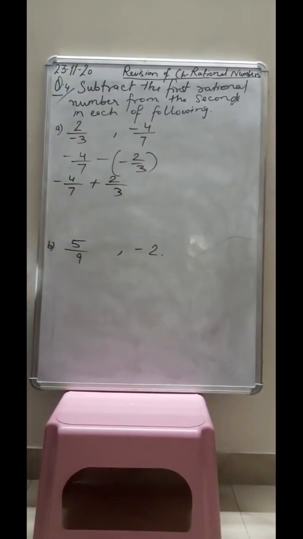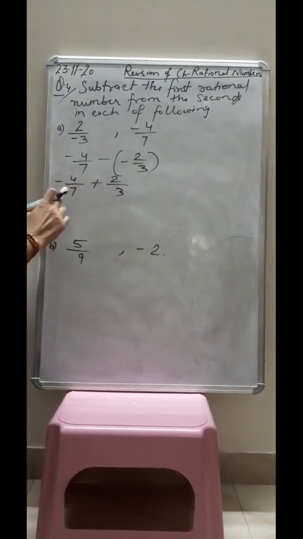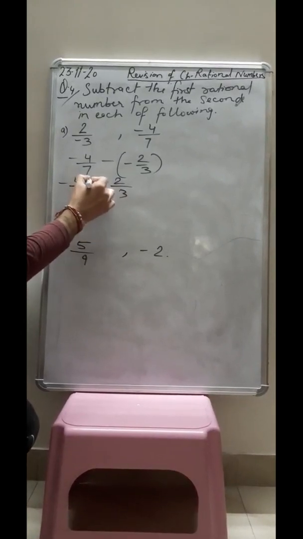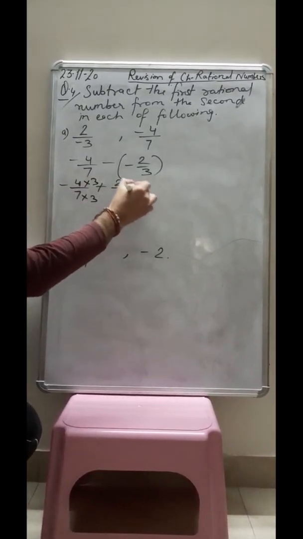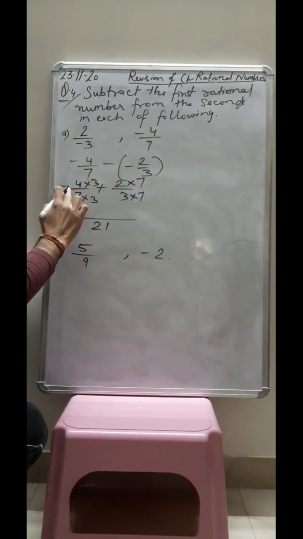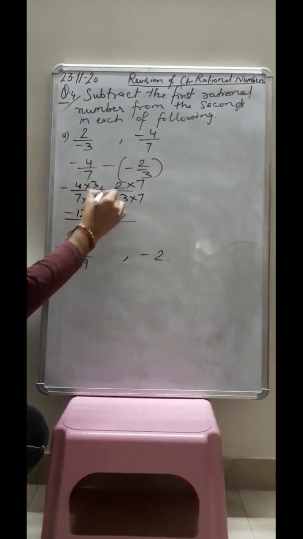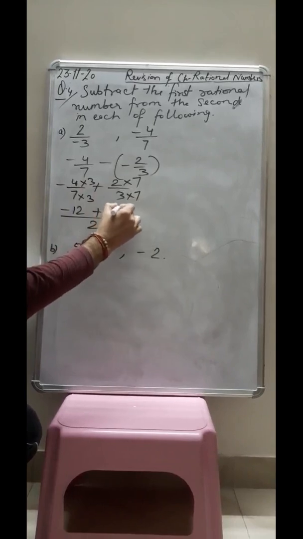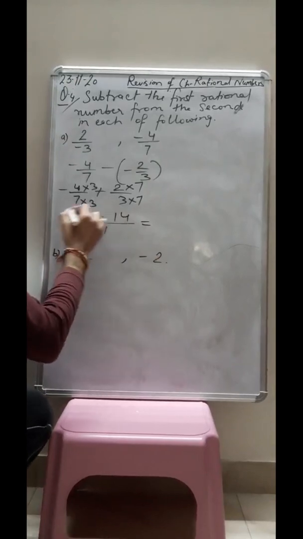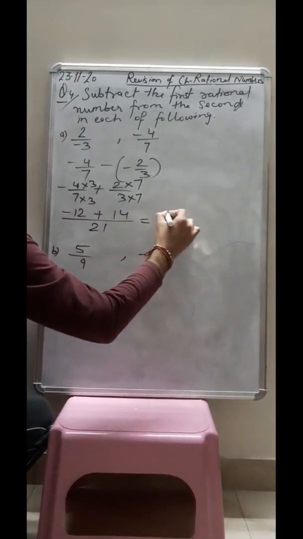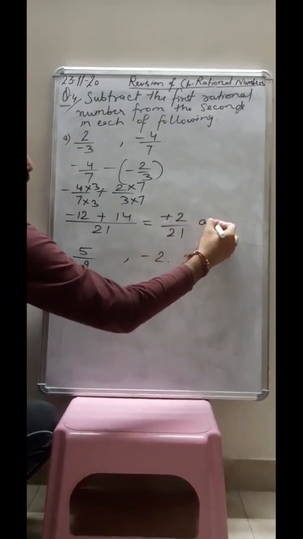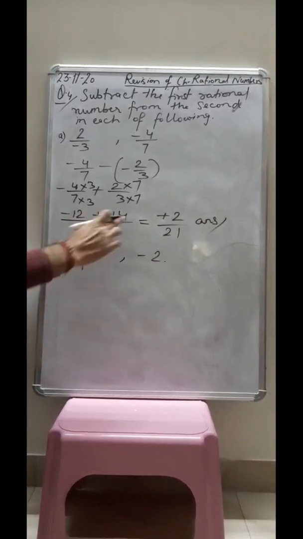Now to solve this, we have to take the LCM of 7 and 3. The LCM of 7 and 3 will be 21. So here you have to multiply by 3 and here you have to multiply by 7. In the numerator, minus 4 multiplied by 3 gives you minus 12, plus 2 into 7 gives you 14. So plus 14 is greater than minus 12, so it will come in plus, 2 upon 21, and 2 upon 21 is your answer. So in this way we can subtract.